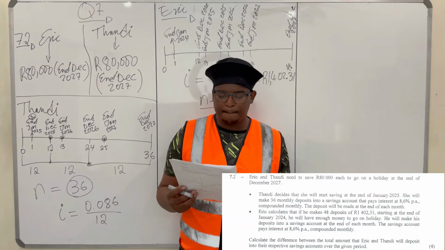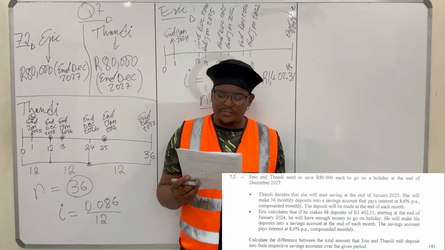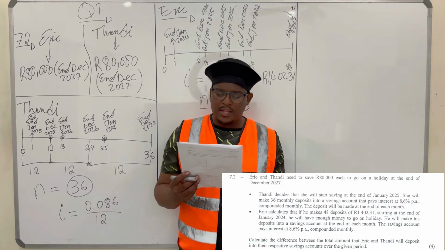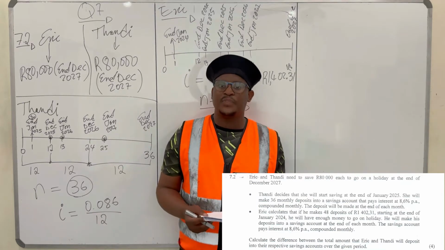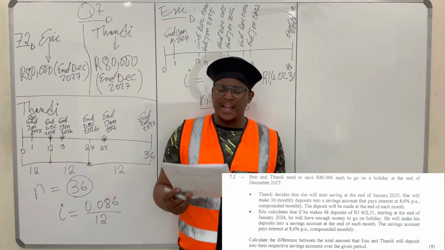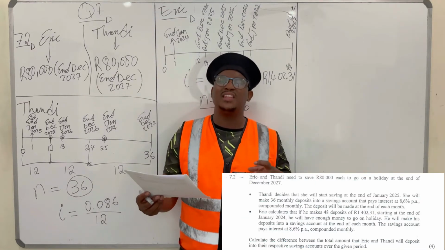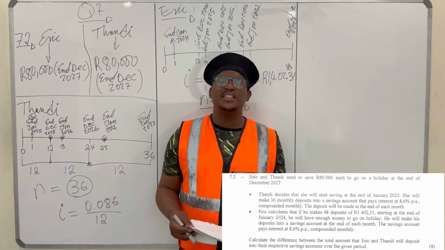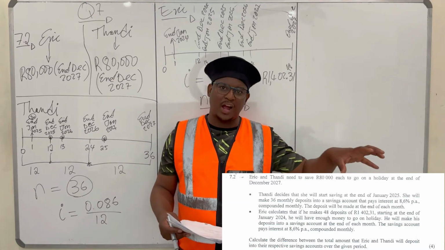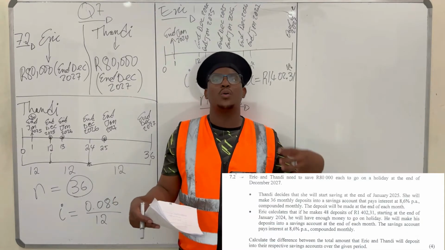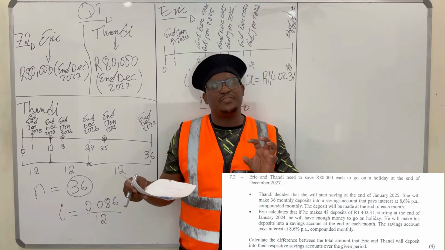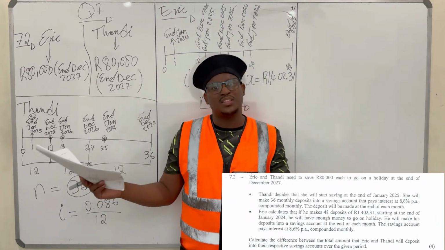What are they saying now? They are saying now, calculate the difference between the total that Eric and Tandi will deposit in their respective savings accounts over the given period. So at the end, what will be the difference between their deposits into those accounts? Which means how much will Tandi deposit into her account and how much will Eric deposit into his account? Then find the difference between them, the difference in the deposited amounts into those accounts. That's what they're asking.